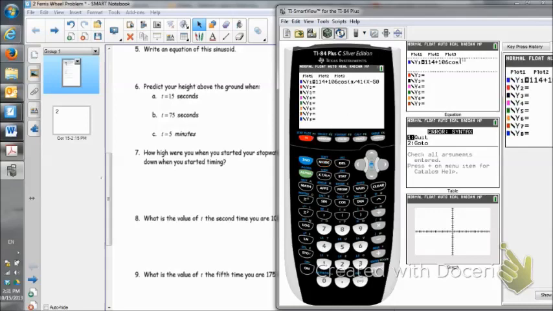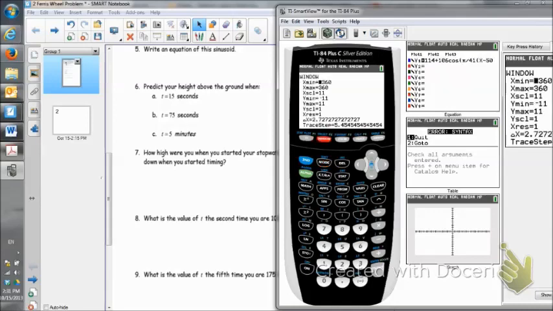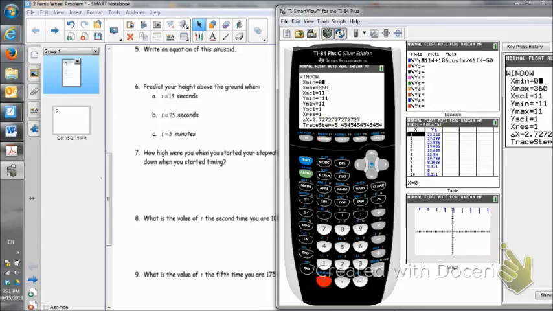What I want to do first is get a good window, one that matches that original graph. My x-min is the smallest time. I'm never going to have a negative time, so my x-min is going to be 0. My x-max is how many seconds I want to look at. If it takes 82 seconds for one revolution, let's look at 3 revolutions, so 82 times 3. My scale is just how often I have those little tick marks, so 11 is good enough. Well, let's make it 10 so it's a little clearer.